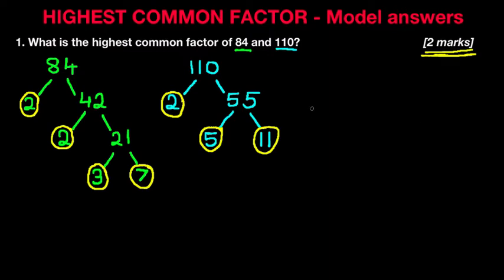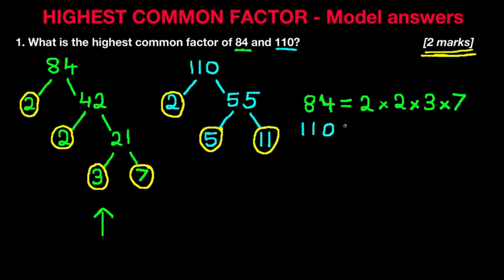So now let's write them down in the format that we are used to. So 84 equals 2 times 2 times 3 times 7. So we've taken all the numbers which we have circled. The number 110, we're going to take all the numbers we've circled here. 2 times 5 times 11.